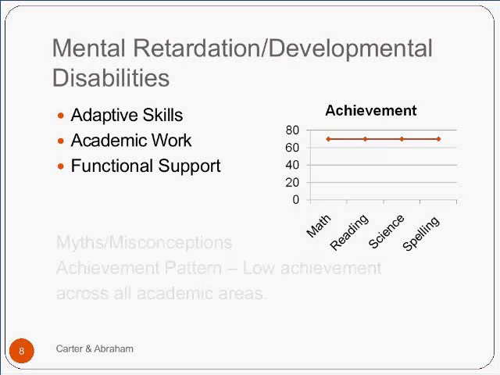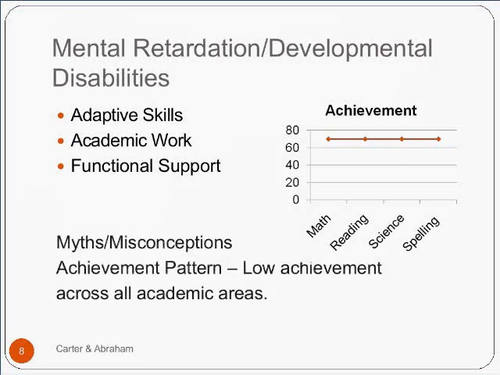A myth and misconception about students with mental retardation or developmental disabilities is that they can't learn, that because they're slow learners, they just are not able to learn. And so it may be tempting for teachers not to have very high expectations for them. But they can learn. Their rate of learning will probably not be the same as other students, but they are capable of learning, and they are capable of making progress.